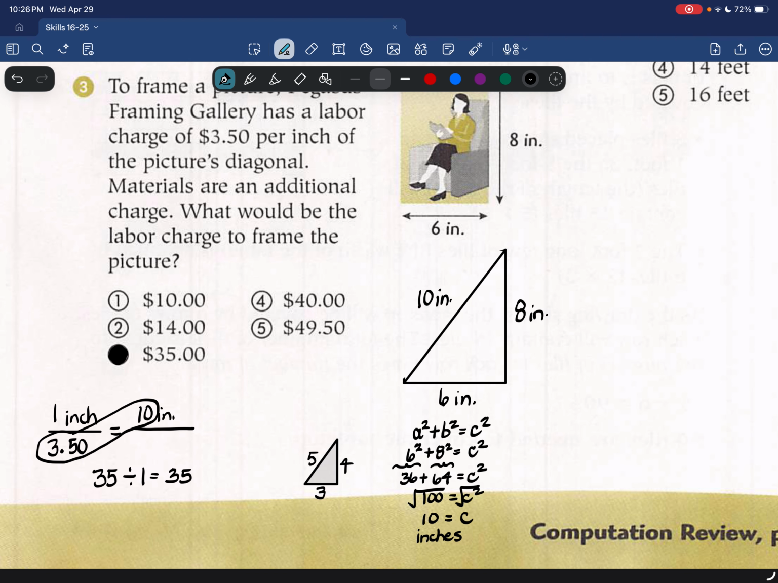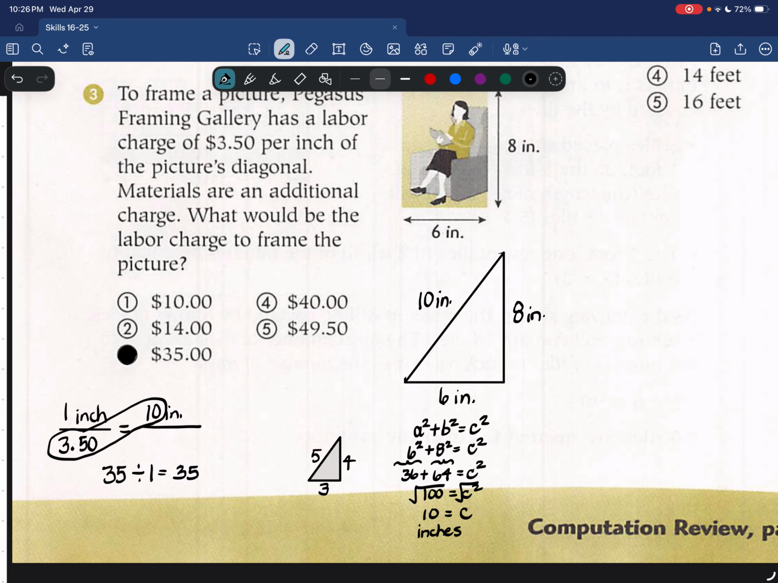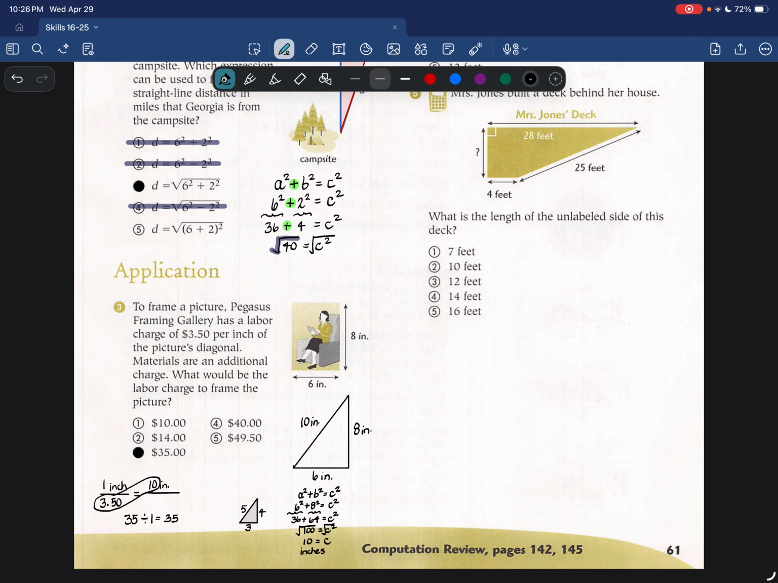This is similar to how you would calculate the size of a television. If you buy a 55-inch television, that 55 is on the diagonal. That's a very good application for this theorem.